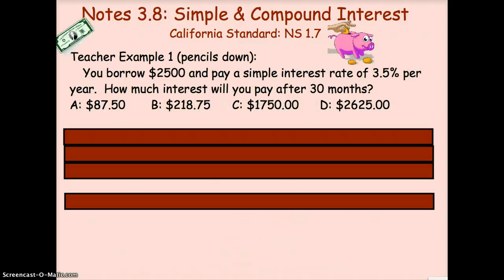Okay, so let's look at example 1. You borrow $2,500 and pay a simple interest rate of 3 5/10% per year. How much interest do you pay after 30 months?